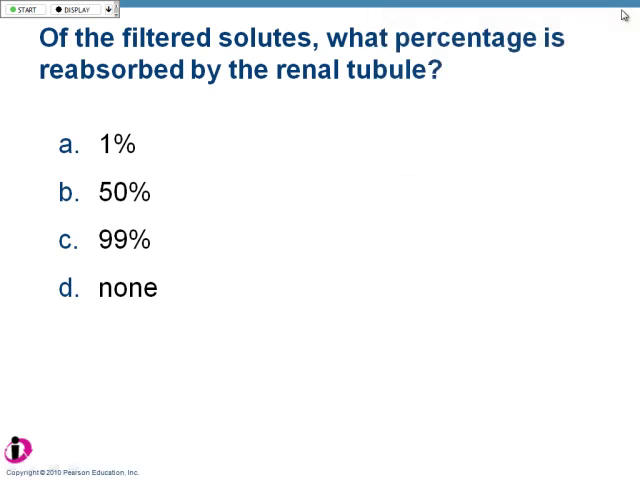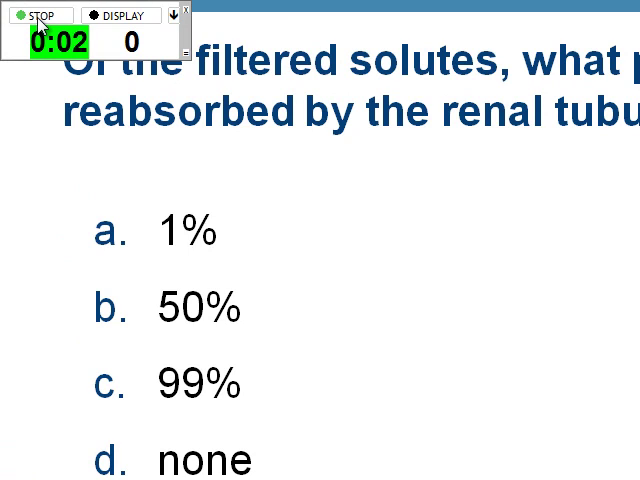Of the filtered solutes, what percentage is reabsorbed by the renal tubules? A, 1%. B, 50%. C, 99%. Or D, none. So when I suck everything out in the glomerulus, what percentage is reabsorbed by the renal tubules?